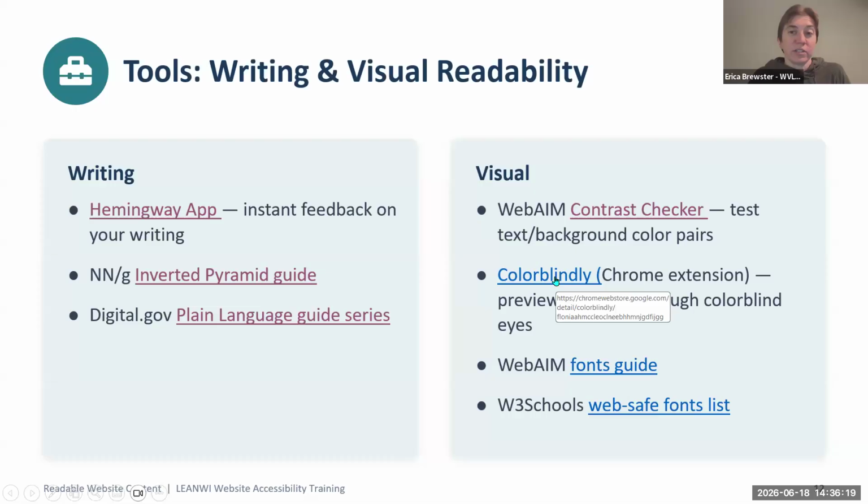Colorblindly is a Chrome extension. I have demonstrated it in a different training, but what it does is it turns a web page experience into what a person with different kinds of color blindness would see. So you could test your web pages in theory with the Colorblindly extension to see what your web pages look like.